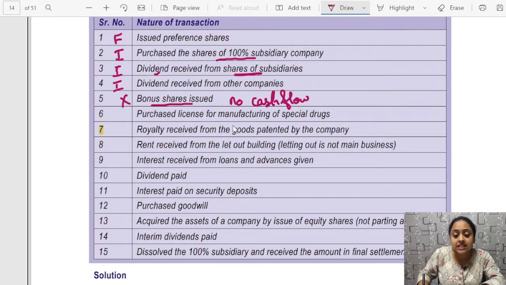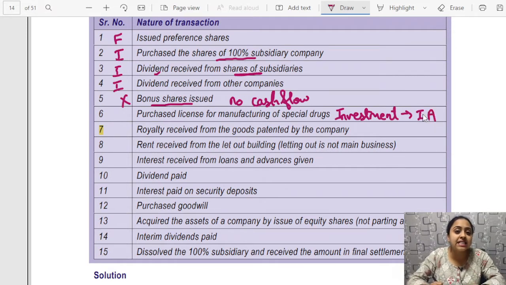Purchased license for manufacturing of special drugs. This is a type of investment. Which investment? This is, for example, an intangible asset. This license is an intangible asset. If you are putting any amount in an intangible asset, this will be considered under investing activity.